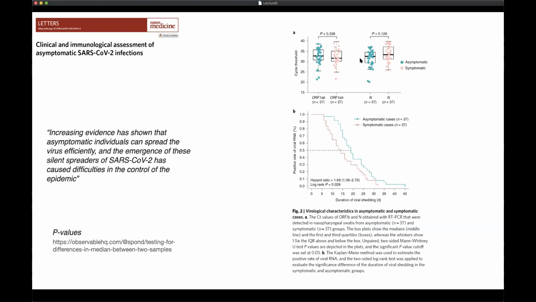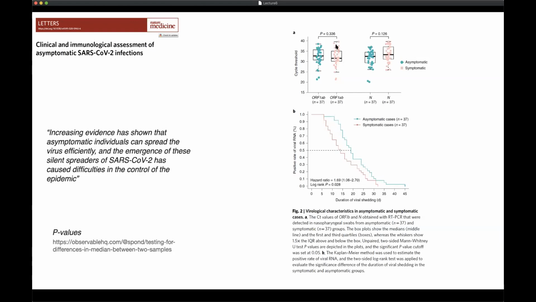So if you look at panel A here, the top figure, these are box charts or box plots with data points overlaid over them. So you have 37 individuals in the symptomatic group and 37 individuals in the asymptomatic group. What's being measured here is cycle threshold of qRT-PCR detection. And if you remember, this is a quantitative measurement of how much virus there is per unit blood. And the lower the cycle threshold is, the higher the viral load is.